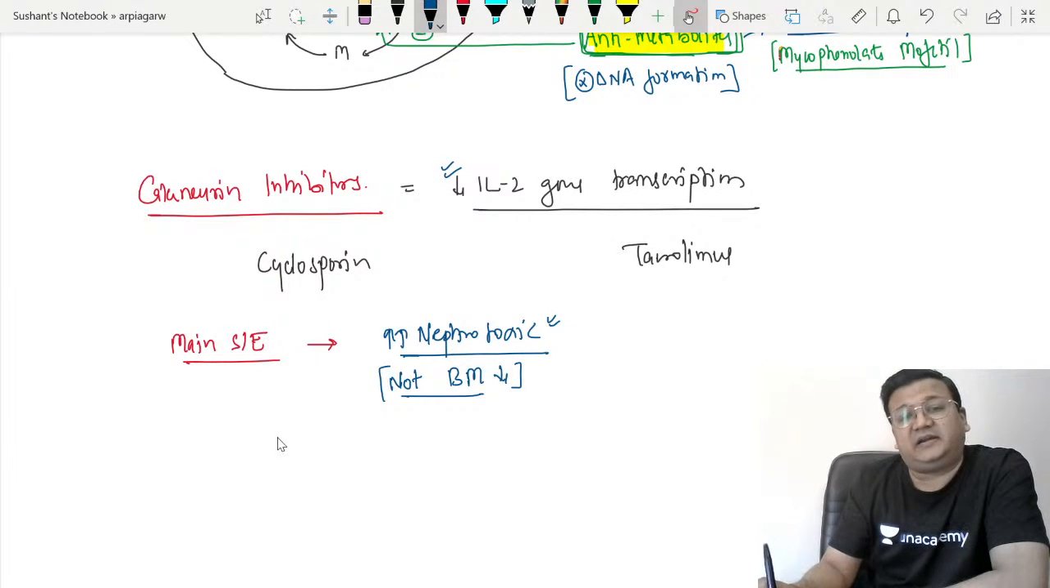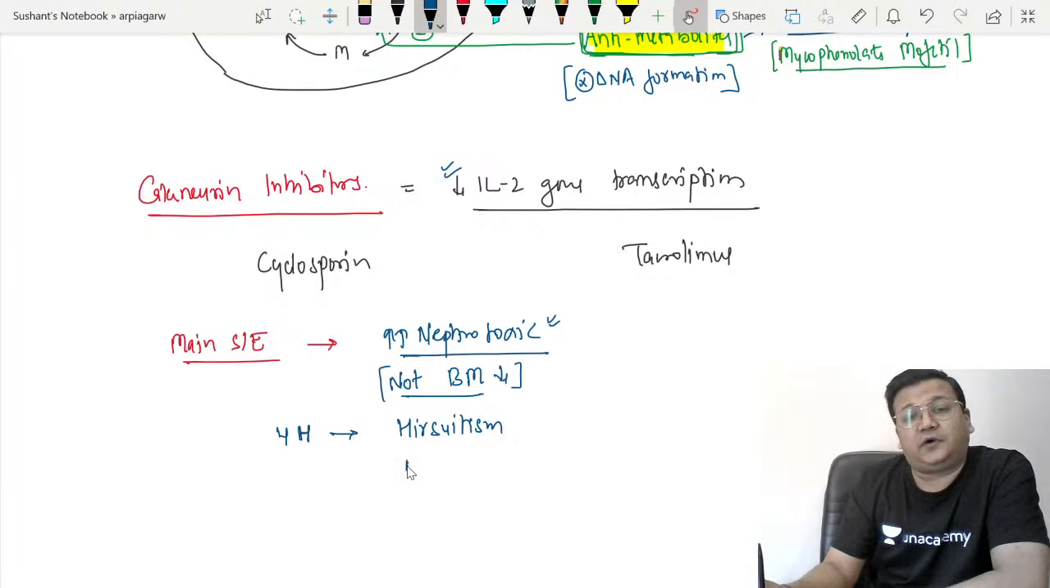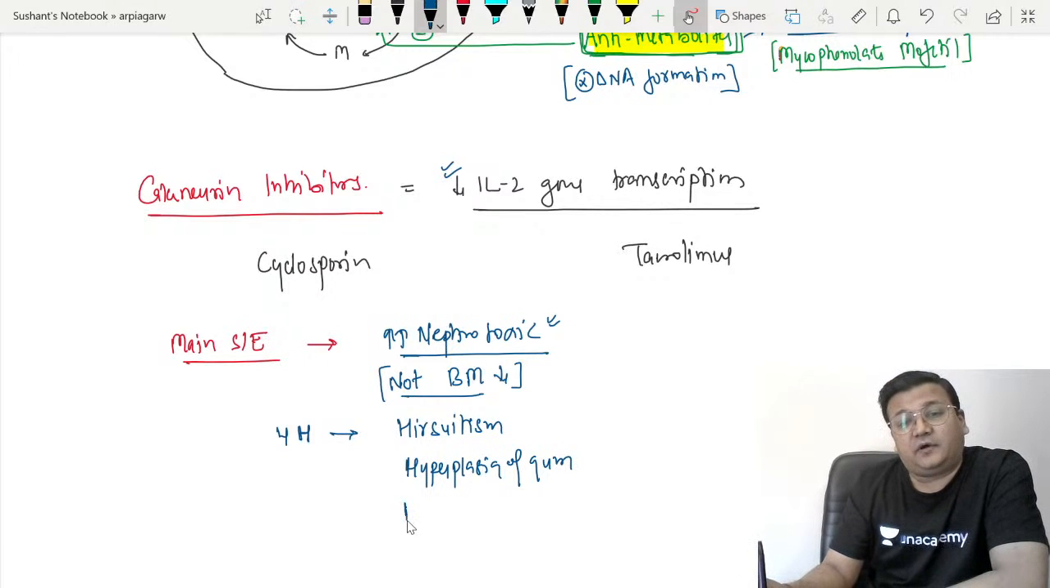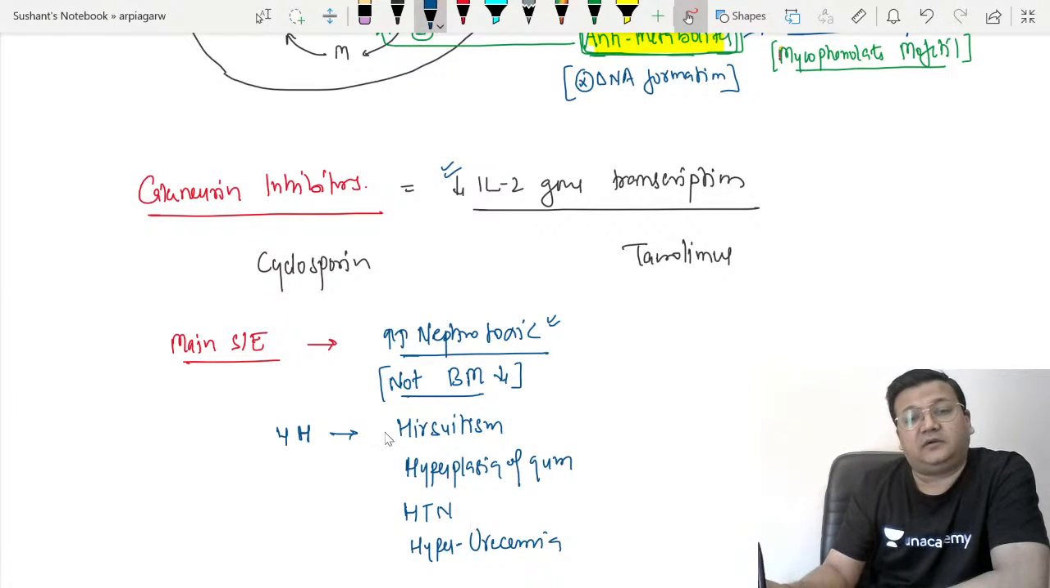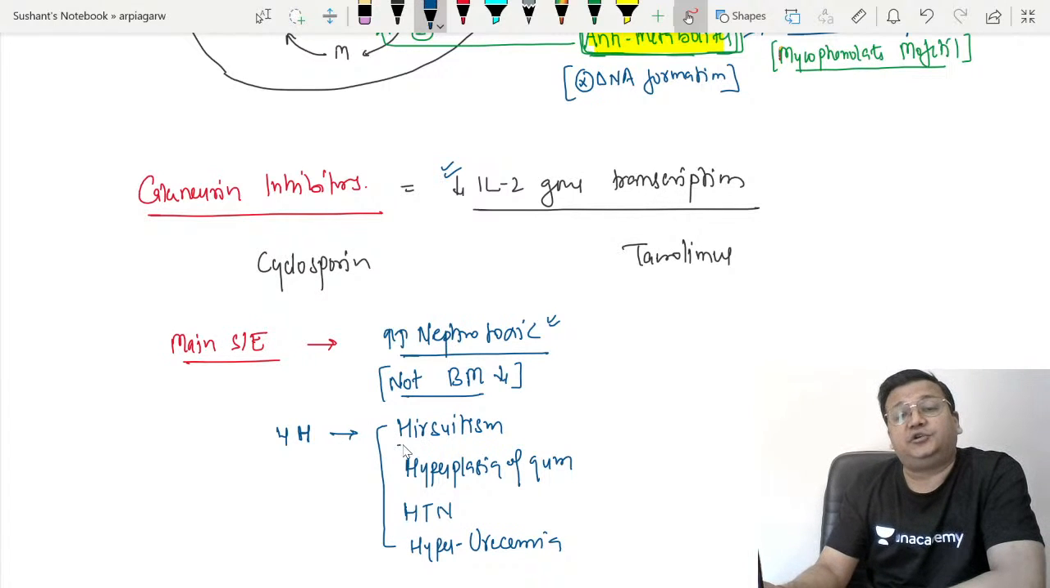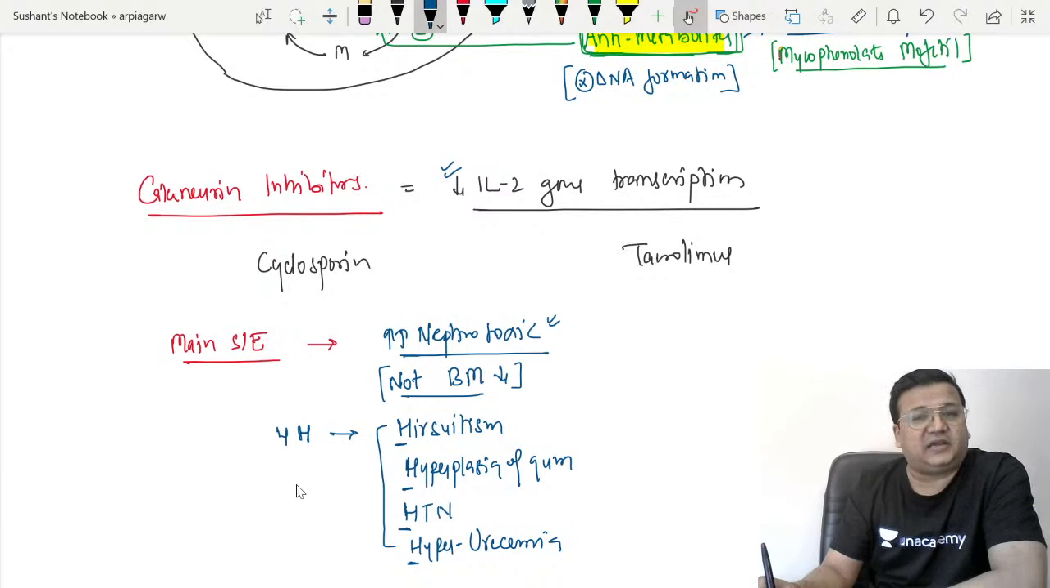Besides that, you can remember 4H. What are these 4H? These stand for hirsutism, hyperplasia. What hyperplasia? Hyperplasia of gum. They stand for hypertension, and it also stands for hyperuricemia. 4H: hirsutism, hyperplasia of gum, hypertension and hyperuricemia. They are more common with cyclosporin.